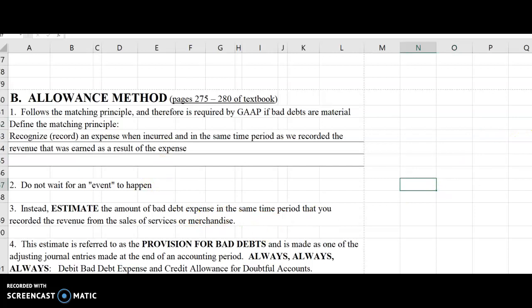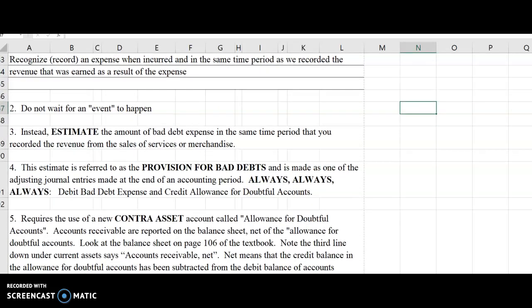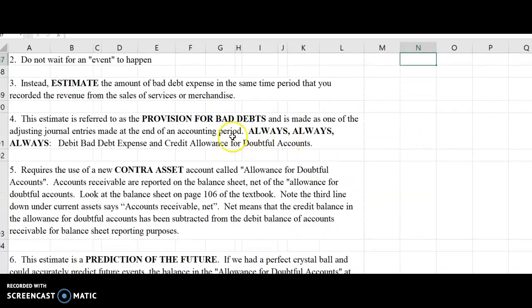Always, always, always. I don't care how you calculate the amount of the provision for bad debts. Always debit bad debt expense and credit allowance for doubtful accounts. Debit bad debt expense and credit allowance for doubtful accounts. If you'll notice, this is requiring you to use a brand new account, one that we have not talked about before. The allowance for doubtful accounts is a contra asset account.